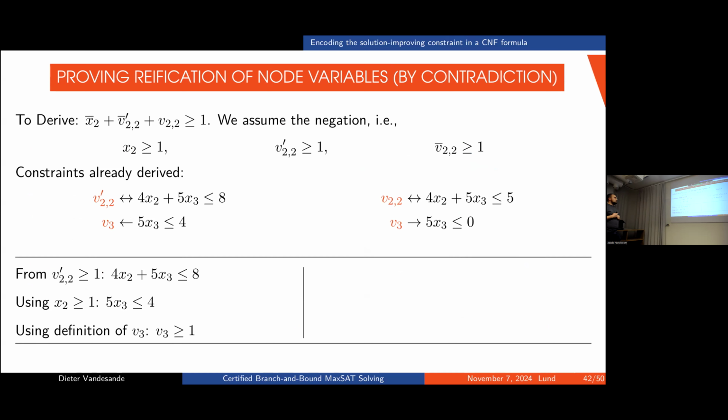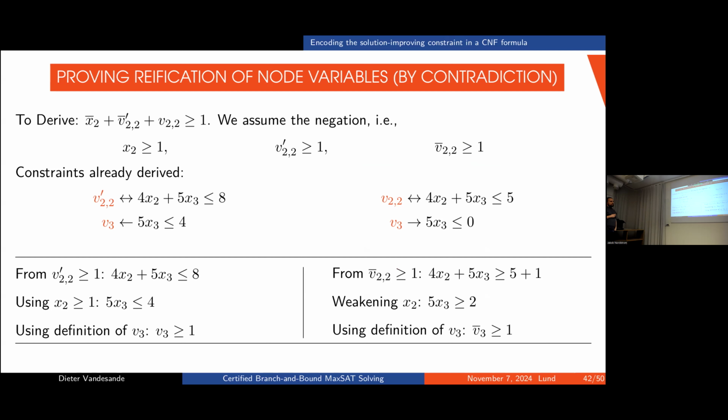So what I can do is, from the fact that V prime is assumed true in my proof by contradiction, I can use the definition. And from that I can derive that 4x2 plus 5x3 is smaller than or equal to 8. And I also have assumed that x2 is true. So using that, adding it up, but after multiplying it by 4, I get 5x3 smaller than or equal to 4. And then using the definition of V3, plugging it in, I can now derive that V3 is true.